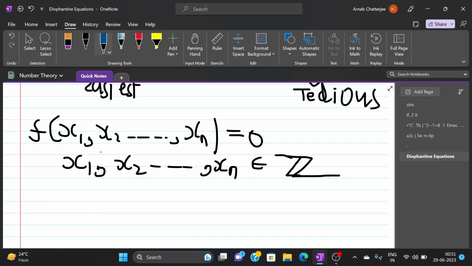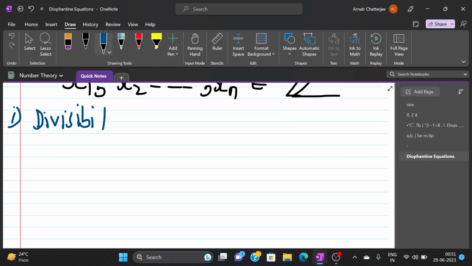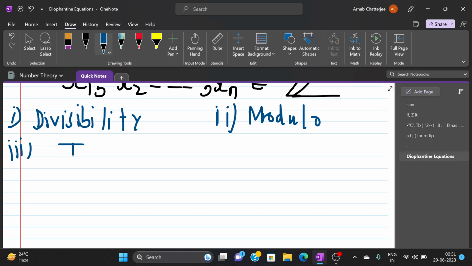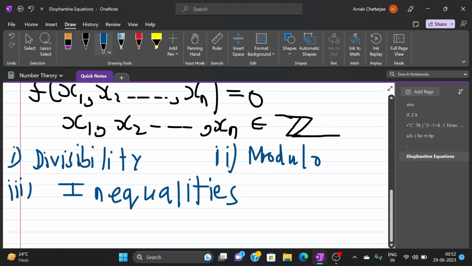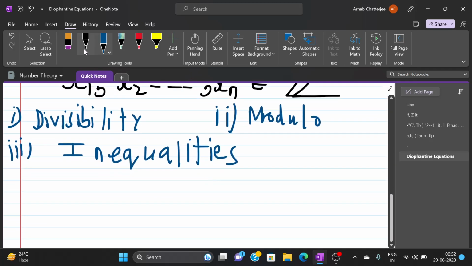Now solving Diophantine equations requires application of every concept of number theory. It needs concepts from divisibility, it needs concepts from modulo, modular arithmetic. I'll be making videos on modulo also. It needs some concepts from inequalities. Inequalities are vividly used, and I will be taking those questions in the next few parts of the Diophantine equation series. So let us start with the easiest ones and first form the basic understanding of how to solve the linear ones.